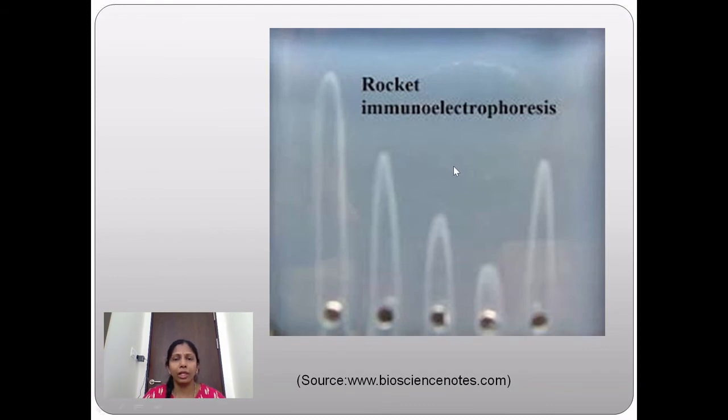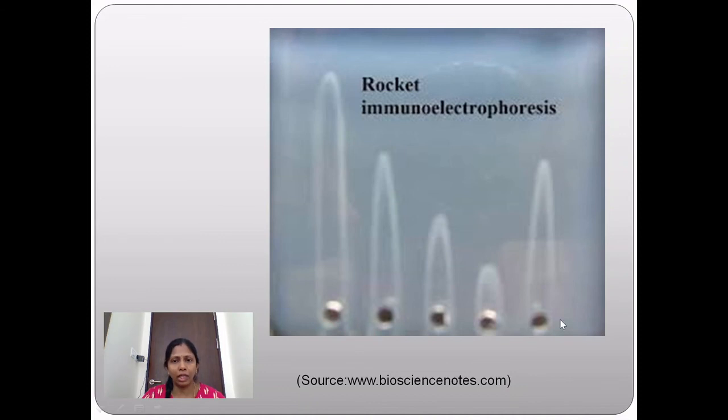This is a diagram image of a rocket immunoelectrophoresis. We can see here the first four represent wells loaded with standards or known concentrations of antigens. The lowest being this one and the highest is towards this end. We can see that the height of the precipitation rocket is proportional, that is, increases with increase in the concentration of the antigen in the wells.